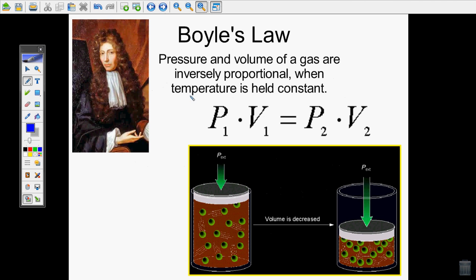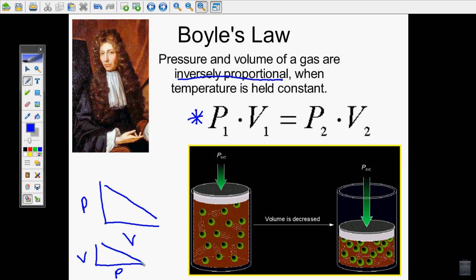All right, Boyle's law. Boyle's law says that pressure and volume of a gas are inversely proportional when temperature is held constant. And here is the equation. So you can see, and this is almost common sense, if you increase the pressure on something, you're going to decrease the volume. So when you graph it, and you will need to know how to graph these, when you increase volume, you decrease pressure. Or if you do it volume versus pressure, you decrease volume, you increase pressure.